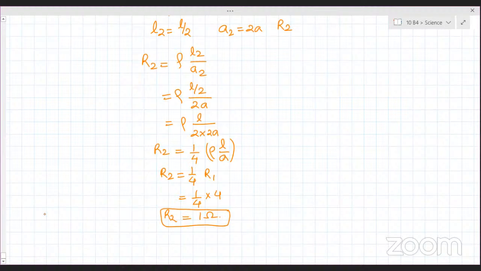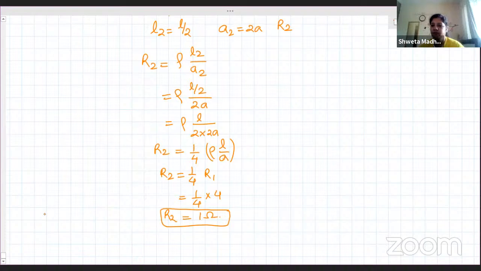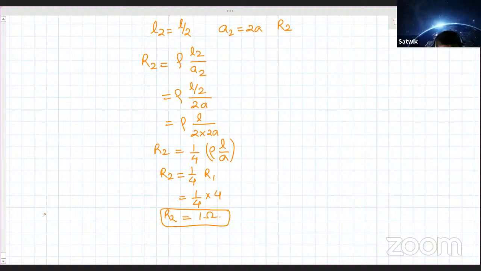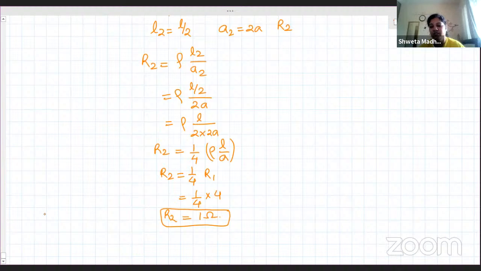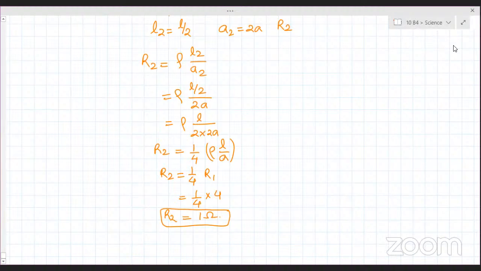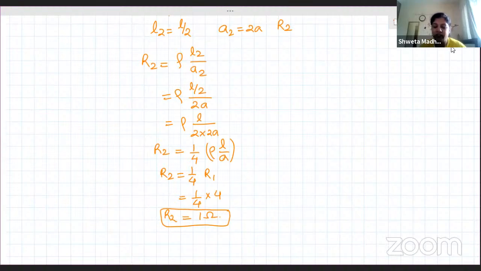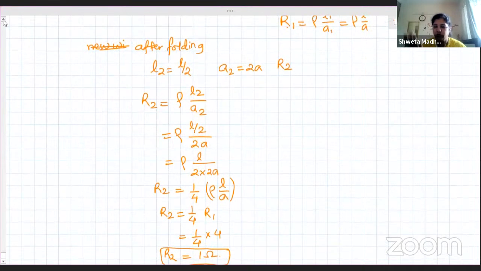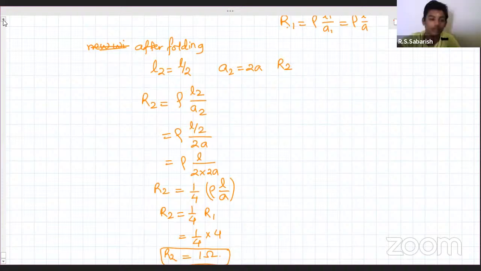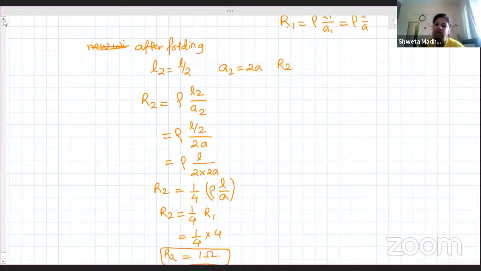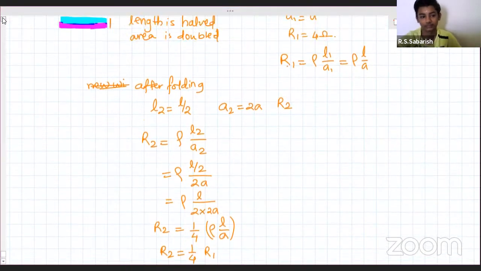And then along with the length, area is also doubled. So if area doubled, what happens to the resistance? It is inversely proportional, right? Resistance is inversely proportional to area. Area is doubled, so resistance will become half. So due to length, the resistance becomes half, and because of the area, again it becomes half. So it is reduced 2 times and then 2 times again, totally 4 times reduced. Understood?